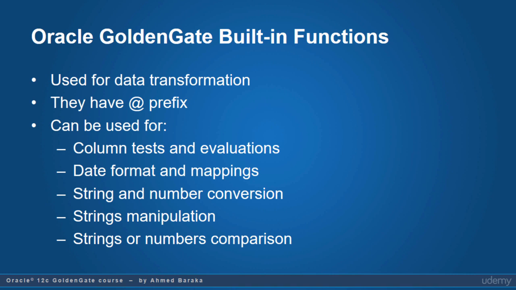Oracle Golden Gate provides a list of built-in functions that can be used for complex data filtering and transformation. All the built-in functions are prefixed with the @ symbol. As you will see in this lecture, Golden Gate built-in functions can be used for column tests and evaluations, date format and mappings, string and number conversion, string manipulation, and strings or numbers comparison. In this lecture, I will introduce the most commonly used built-in functions and demonstrate examples of using them.